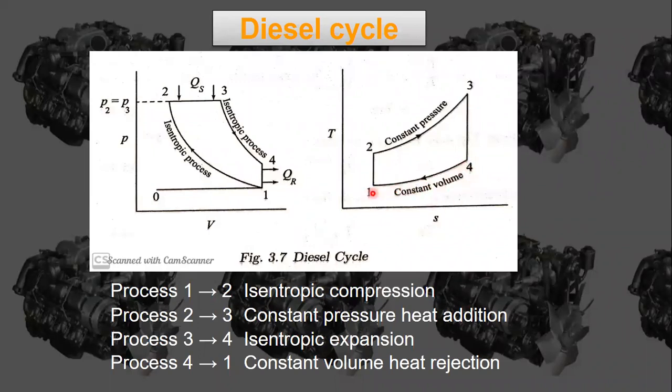Okay, and the next one is constant volume heat rejection. Okay, at constant volume we are going to reject the heat here, so that there will be a decrease in entropy and temperature. Temperature is going to reduce from T4 to T1 and entropy is going to reduce from S4 to S1.